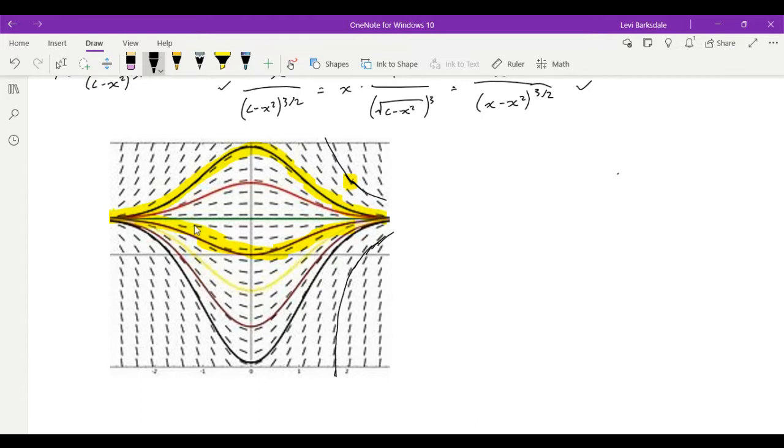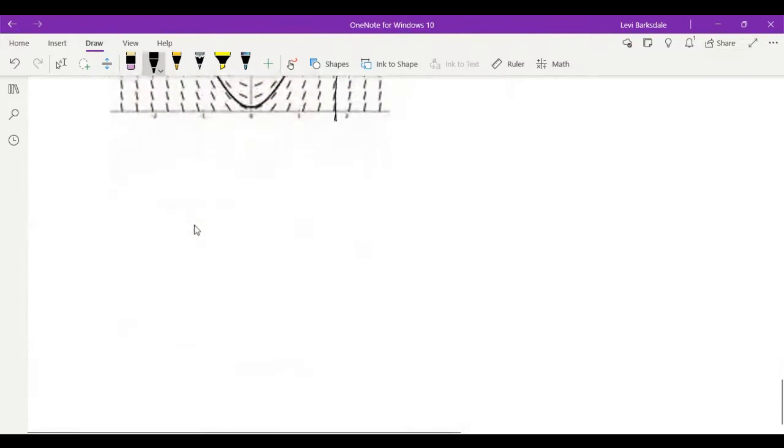Basically, slope fields can be useful. They're not necessarily used a ton, but when they are used, they can be pretty powerful. Also, they're pretty to look at, so there's that too. Okay, and now let's talk about Euler's method.